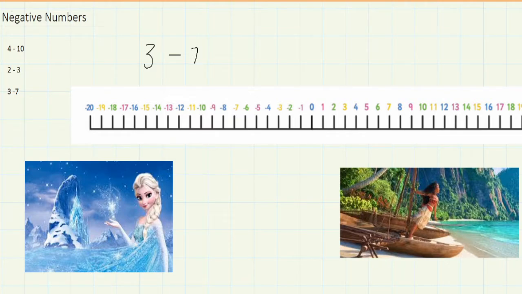Always the best idea is to use a number line, especially at primary school level, where using negative numbers might not be the most natural thing for you to do. You identify where the number 3 is, and it's simply just counting back now. We're going to count back 7. 1, 2, 3, 4, 5, 6, 7. That means it is negative 4 after 7 is taken away from 3.